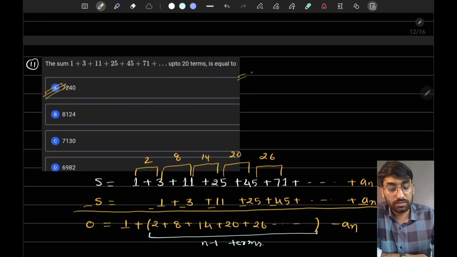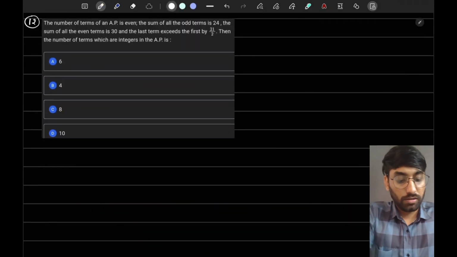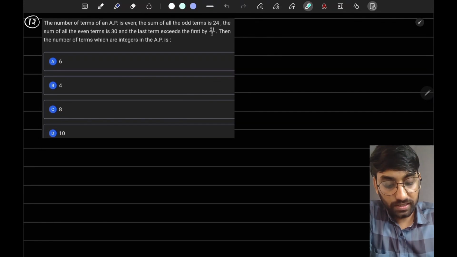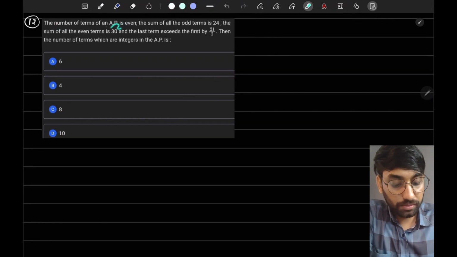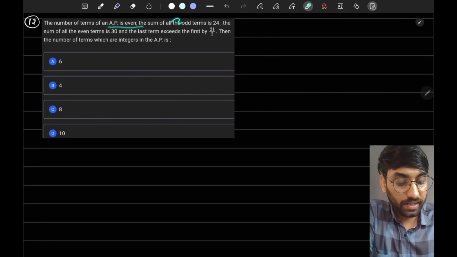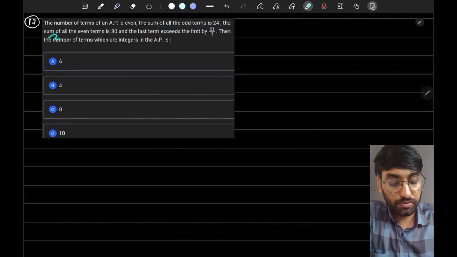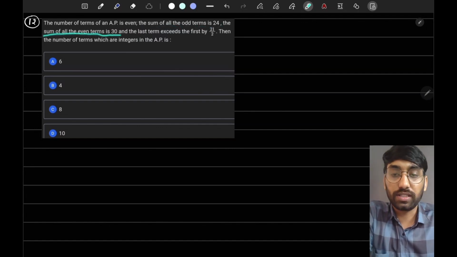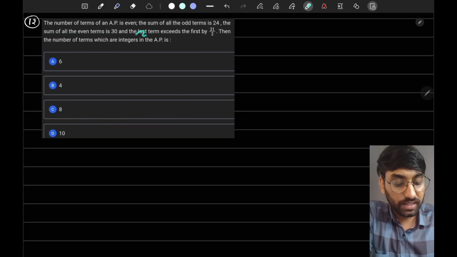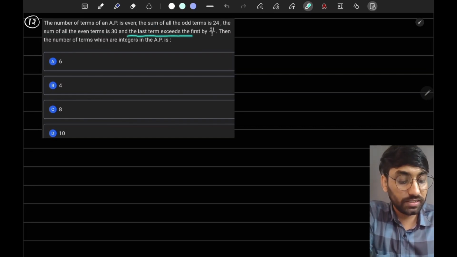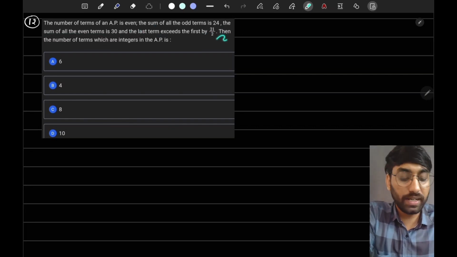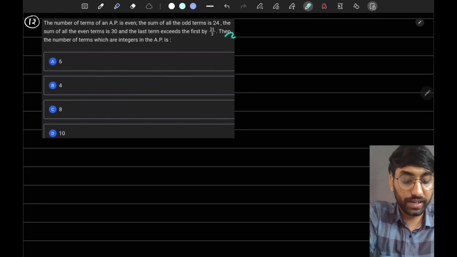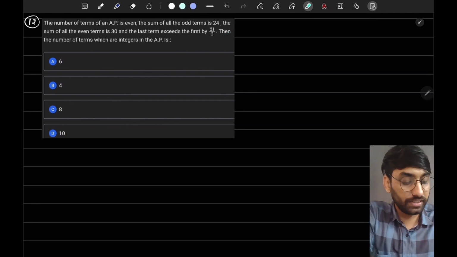Okay, now let's see the next question. What is it saying? It is saying that the number of terms in an arithmetic progression is even, and the sum of all the odd terms is 24, and the sum of all the even terms is 30. Okay, and then they have given that the last term exceeds the first term by 21 by 2. Then we need to find how many terms are there which are integers. So how will we do it?